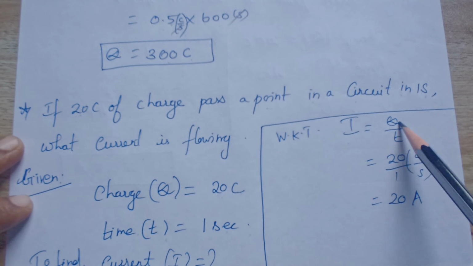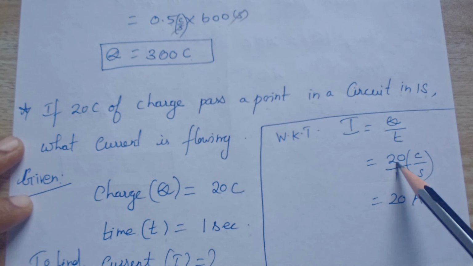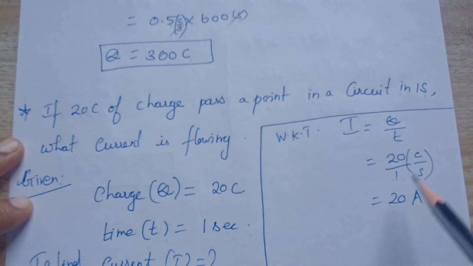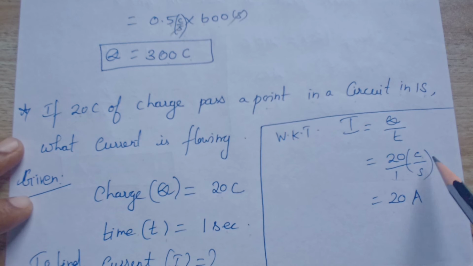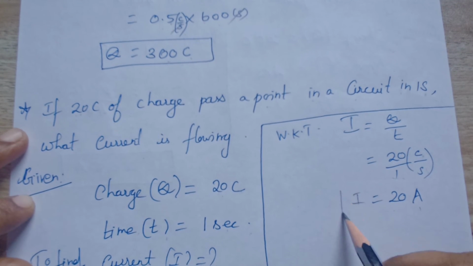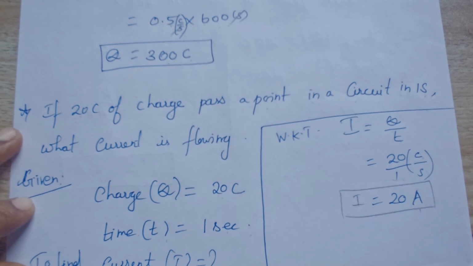You know that I equals Q by T. Q is given as 20 coulombs, time is 1 second, so 20 by 1 equals 20. C by S means what? Charge per second means what? Ampere. So current I equals 20 amperes.